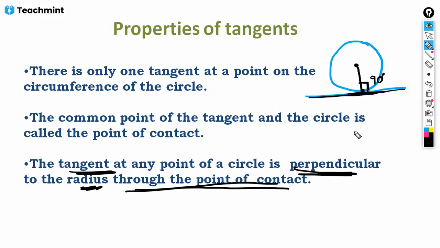Yes, the radius is perpendicular to the tangent. Okay, this is what he says. So these all are the properties of tangent, and let us see the next slide.